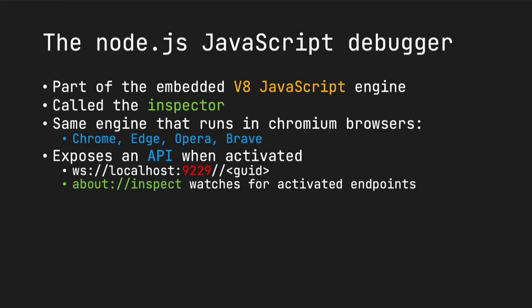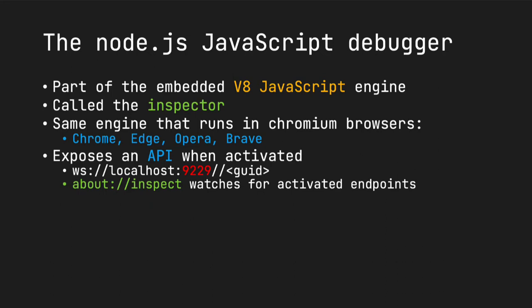What this API does is it exposes an endpoint, a WebSocket endpoint, at some IP address, but the default port of 9229, and then a unique global identifier that identifies a debugging session. So that's the endpoint that is exposed. If you want to watch for active endpoints, then you can use the about inspect URL in any Chromium-based browser, and it'll show you any active endpoints.